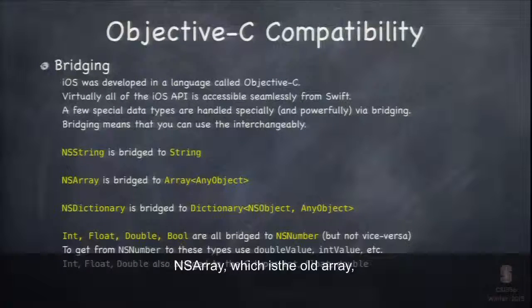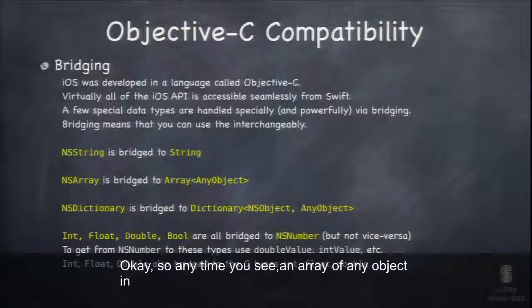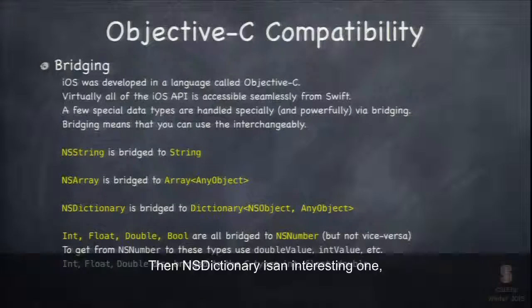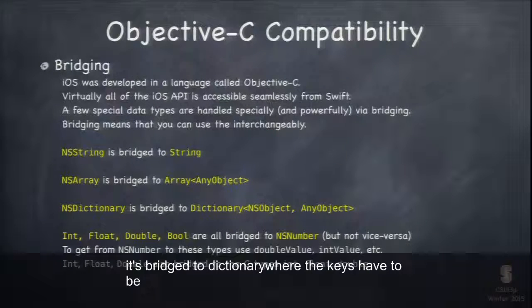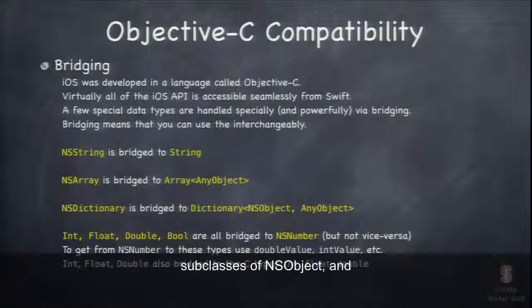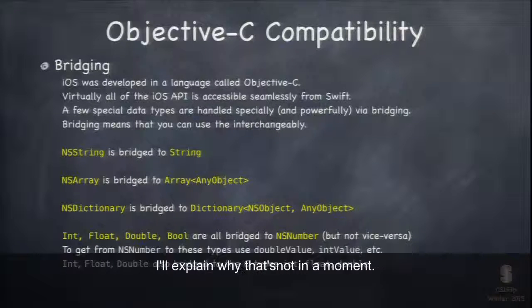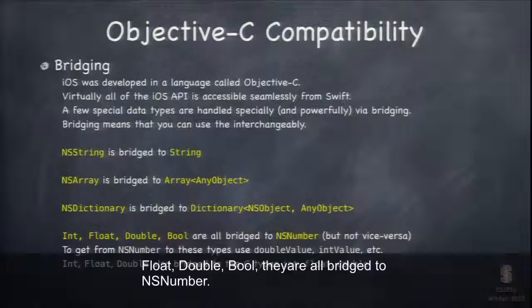NSArray, which is the old array, is bridged to Array of AnyObject. Okay, so anytime you see an array of AnyObject in an iOS API, it's because it was an NSArray before. Okay? Then NSDictionary is an interesting one. It's bridged to Dictionary where the keys have to be subclasses of NSObject and the values are AnyObject. Okay? Now, you might think, oh, that's going to be a problem, and I'll explain a little bit why that's not in a moment.